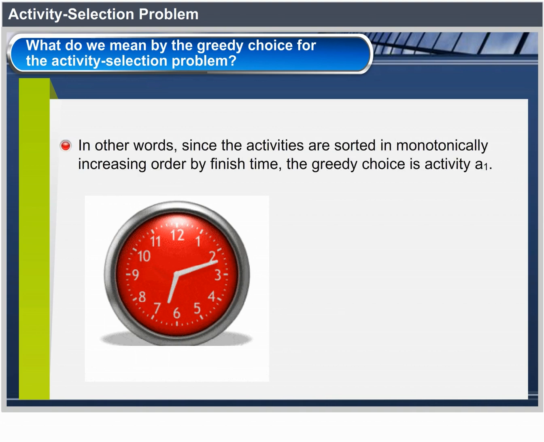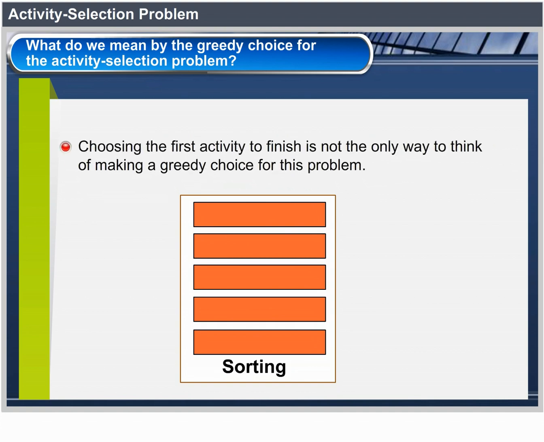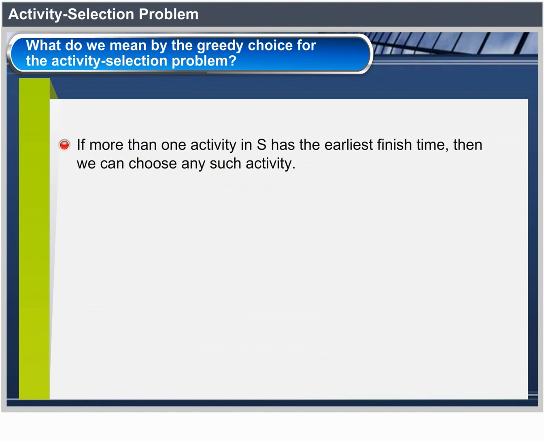In other words, since the activities are sorted in monotonically increasing order by finish time, the greedy choice is activity A1. Choosing the first activity to finish is not the only way to think of making a greedy choice for this problem. If we make the greedy choice, we have only one remaining subproblem to solve: finding activities that start after A1 finishes.